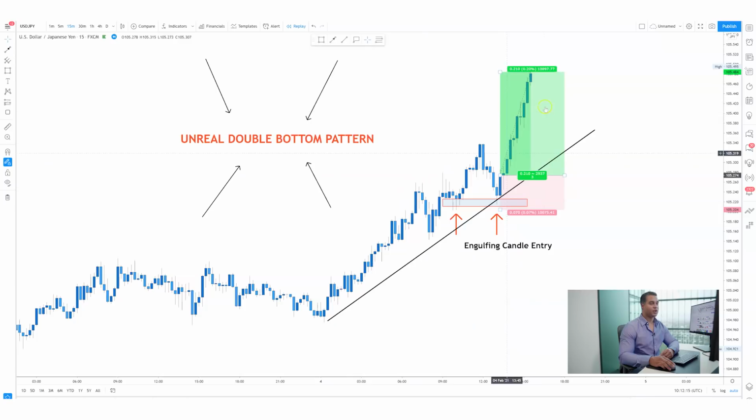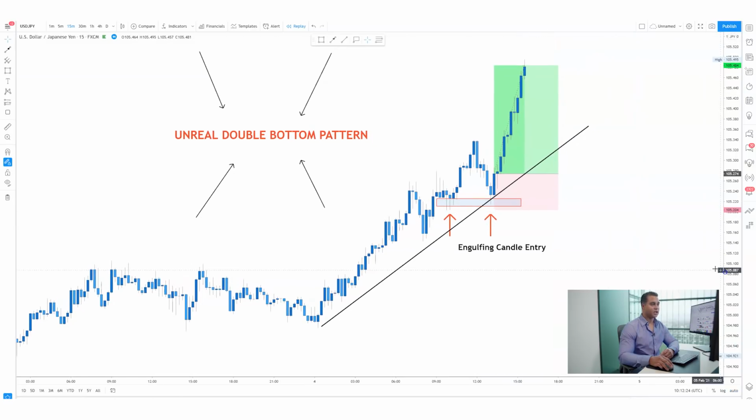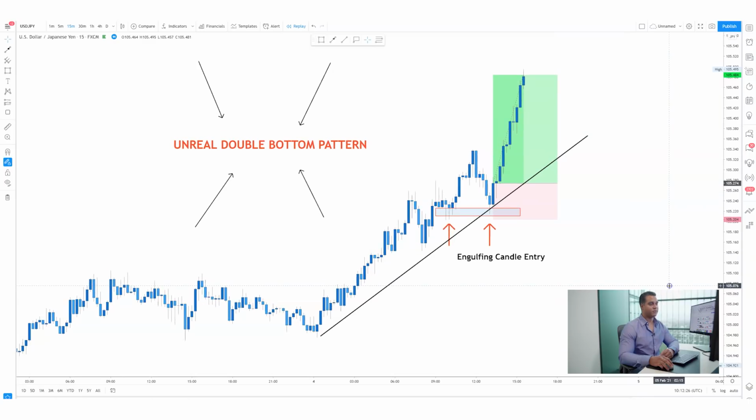If price is in an uptrend, we expect it to make a higher high, and as you can clearly see, the market is respecting the trend line here, and voila, trade smashes take profit. Again, another simple trade and pattern for you to follow.